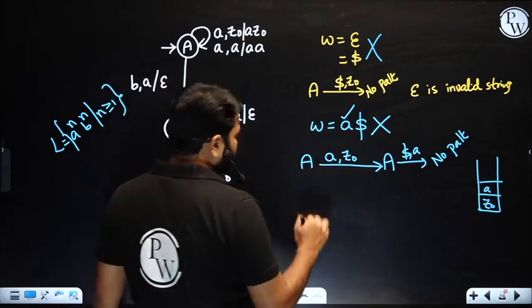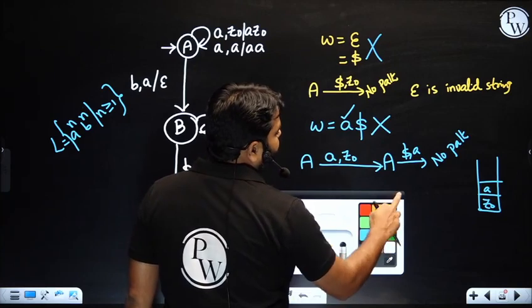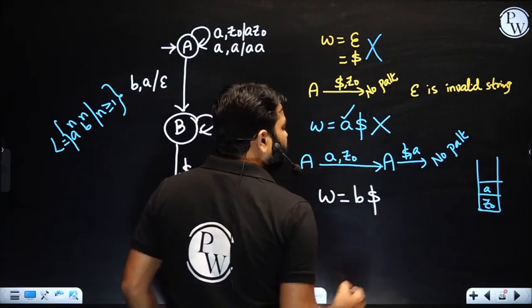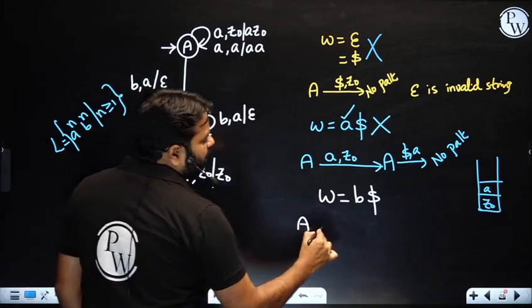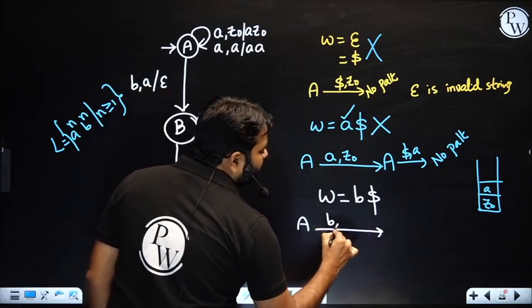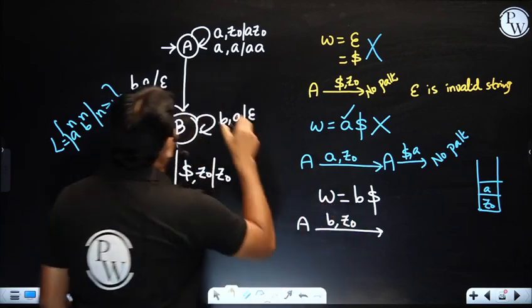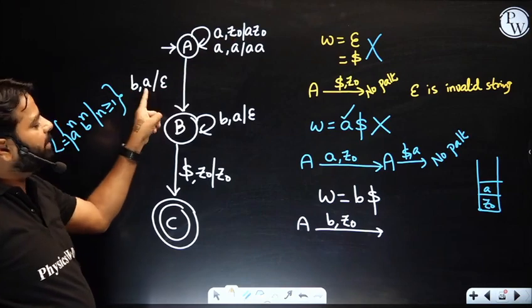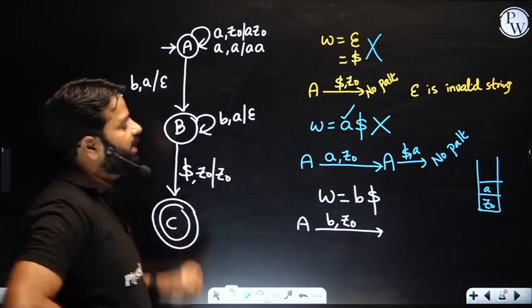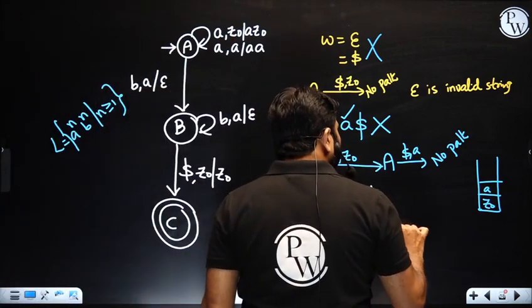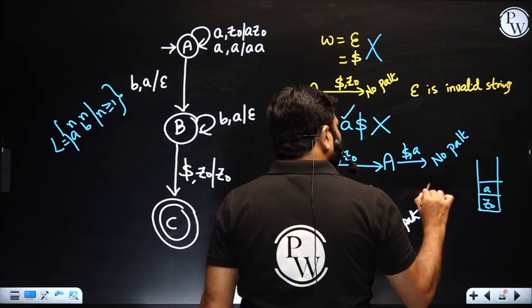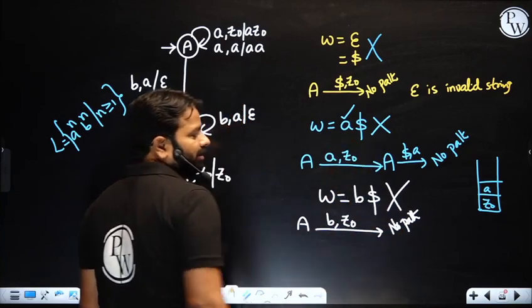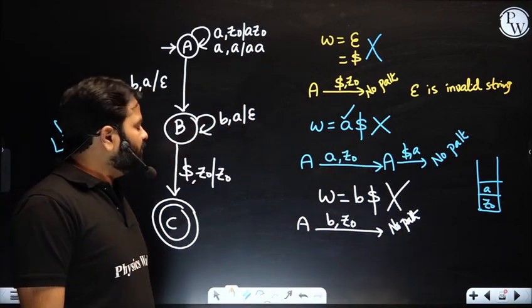If we try W equal to B, that means B dollar. Now what happens from A? Do you have any combination B comma Z naught? Any transition from here? I have A comma Z naught, A comma A, B comma A. There is no transition from A. It means that the string has no path. It means it is also invalid.